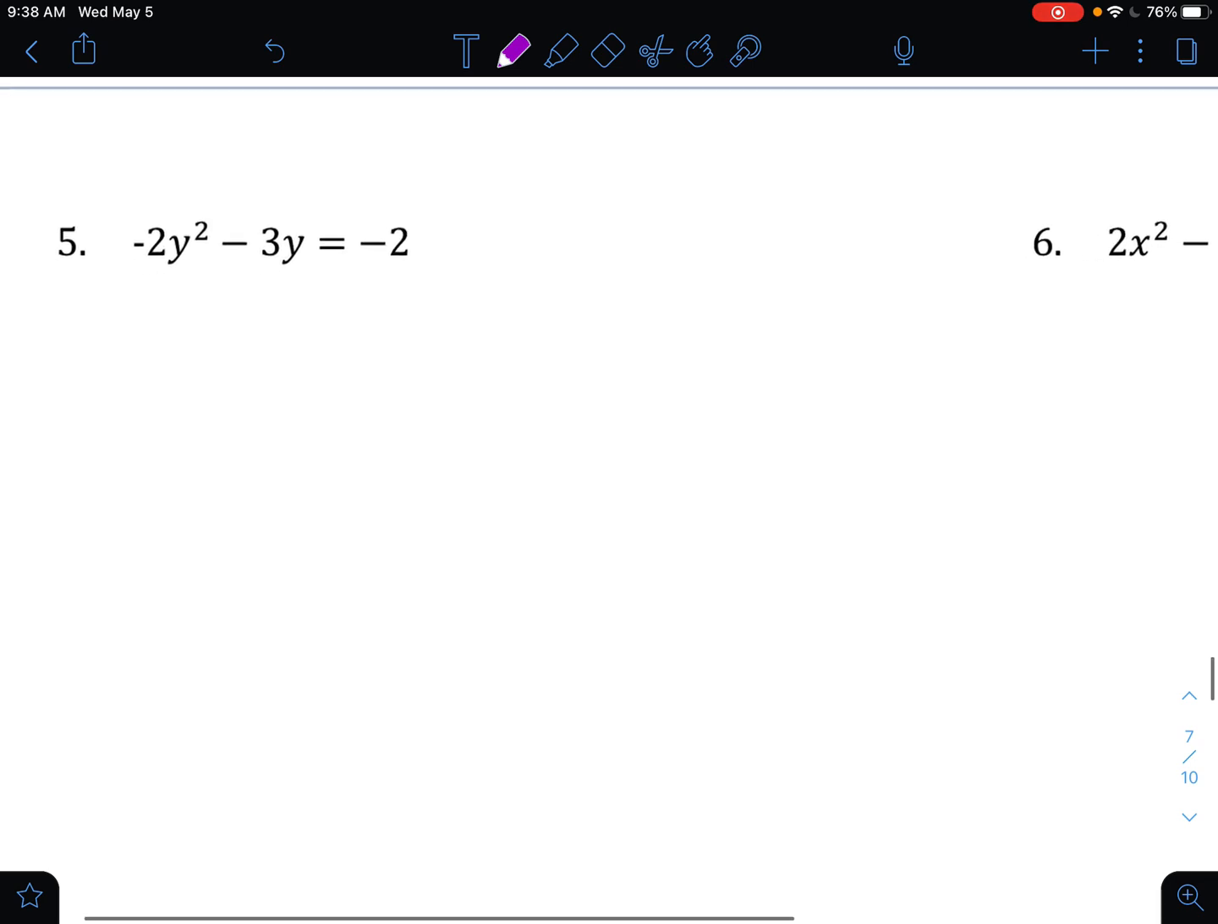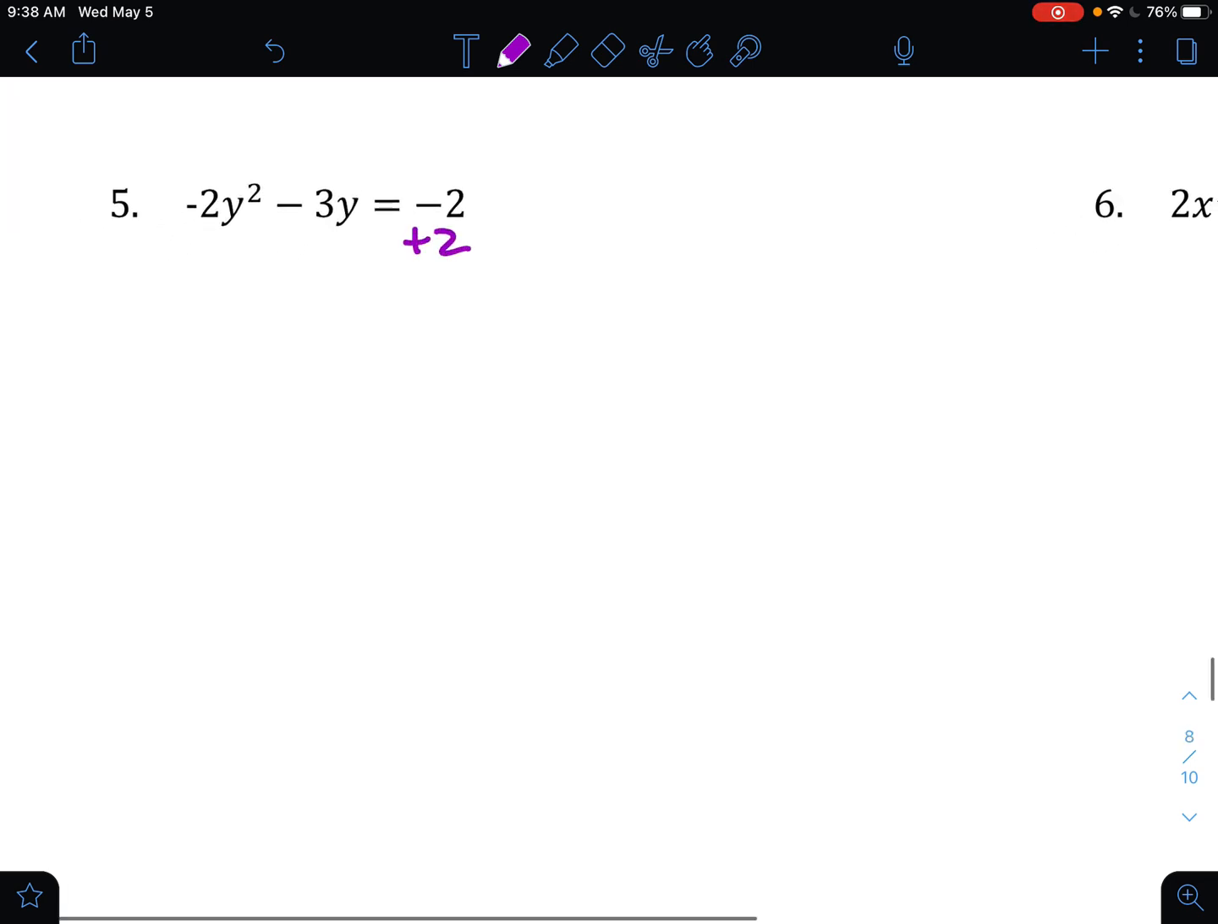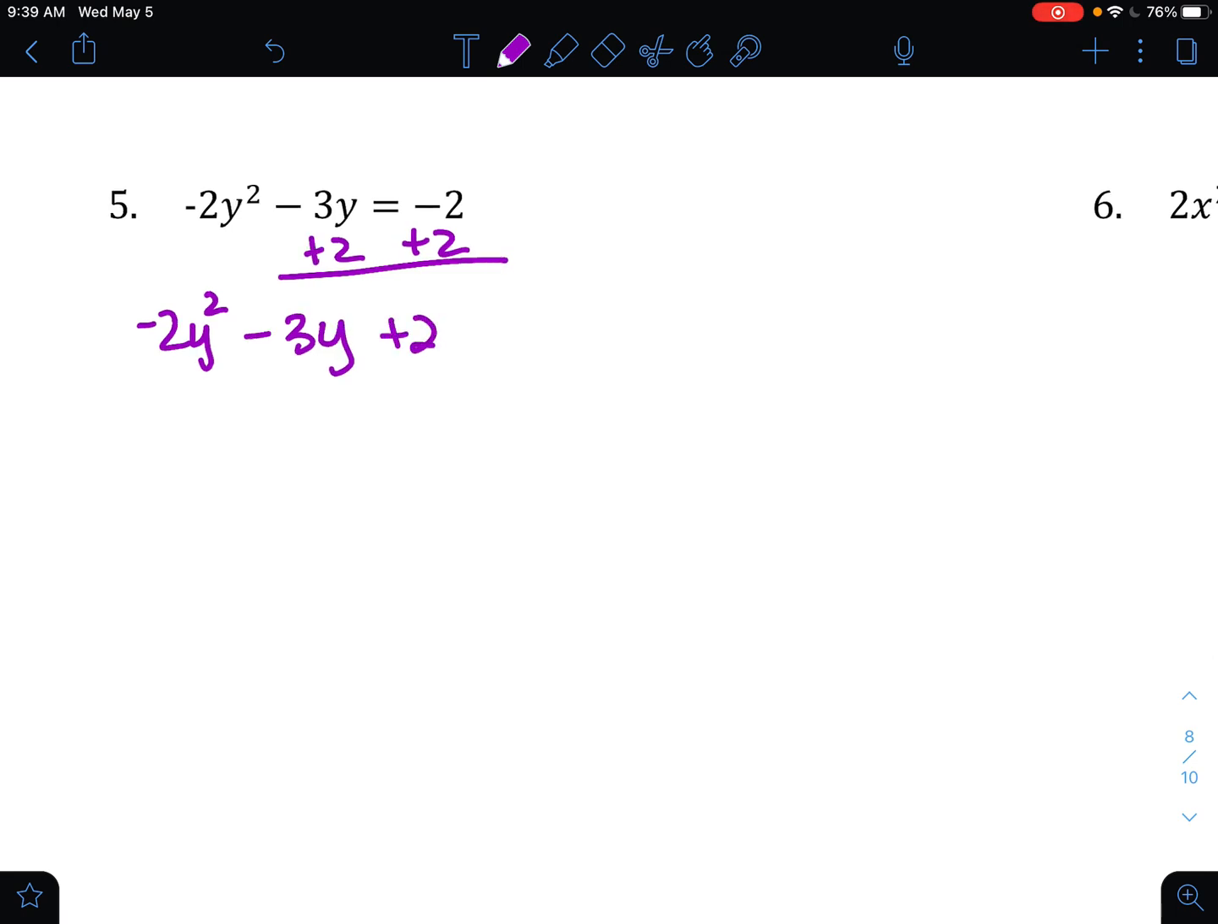Okay, I'm going to move on to number 5. If you have an answer, feel free to fast forward to the end. Got to move over C. Oops, that should say plus.